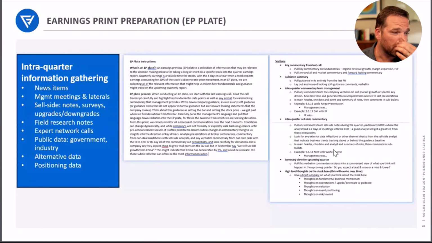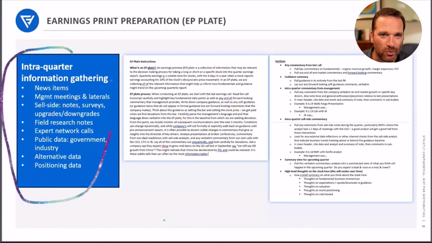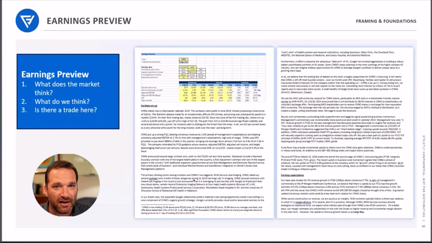We call it the distillation of all of our interquarter work down into an earnings preparation plate. I want to put everything on the plate that I need to make a decision. These are things like news items, management meeting notes, sell-side notes, field research notes, expert network calls, all of the work that I've been doing in my normal daily, weekly, monthly blocking and tackling, analyzing and assessing my coverage space. I want to then take all of that down on paper and start to think about putting together an earnings preview, which effectively should answer 3 questions.